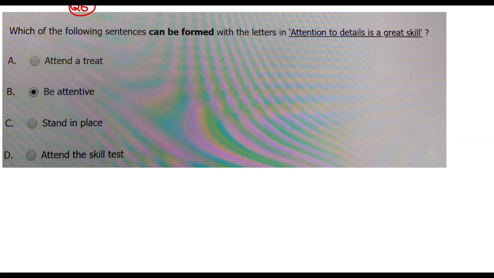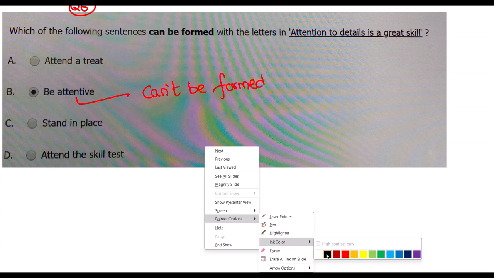Which of the following sentences can be formed with the letters in "Attention to detail is a great skill"? Which one? Is it option B? Don't go for the options which were marked there. This cannot be formed actually. This cannot be formed. Why, sir? Here, because of the B letter, it cannot be formed.